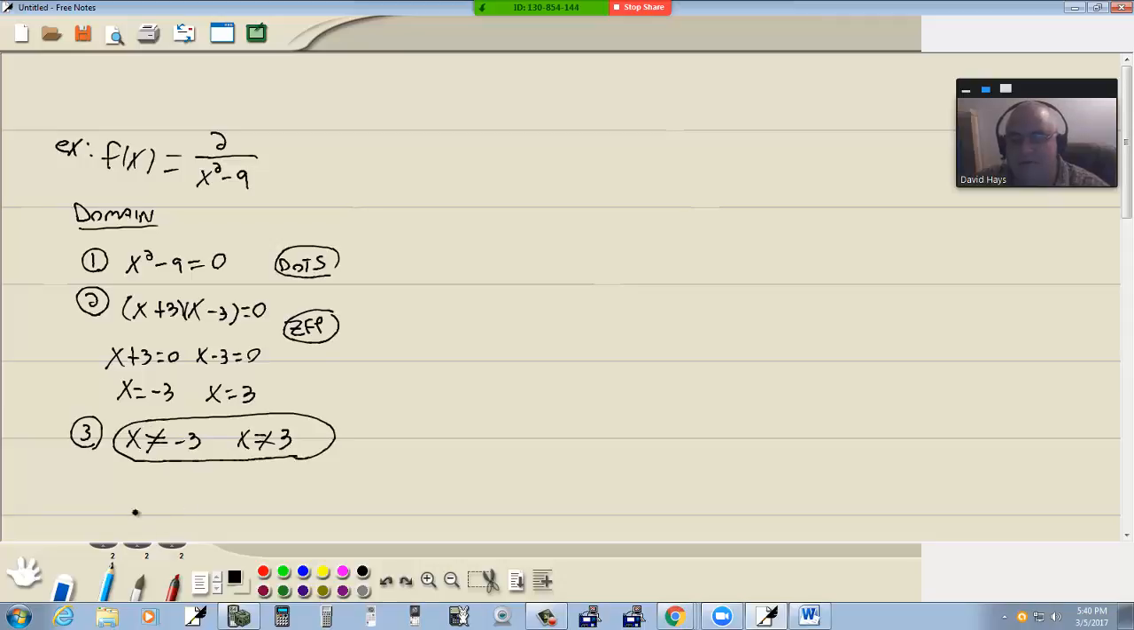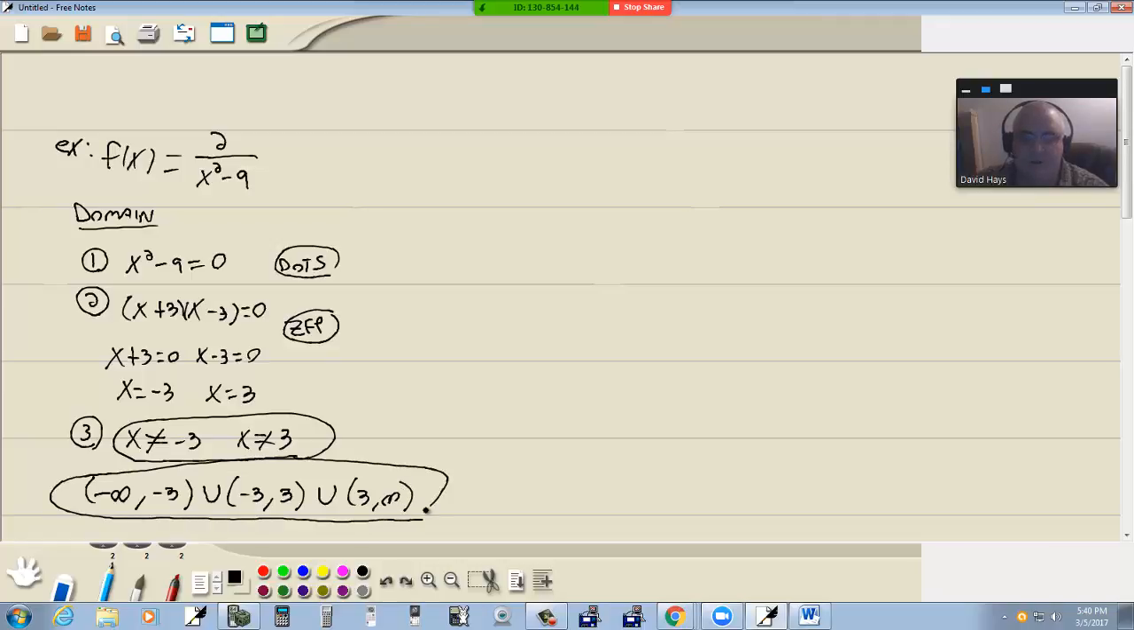Or if they wanted interval notation, you'd go from negative infinity to our smallest number, which is negative 3, parentheses on everything, by the way, union, and then our smallest number to our largest number, so negative 3 to 3, union, and then our largest number to positive infinity. And that would be our interval notation.